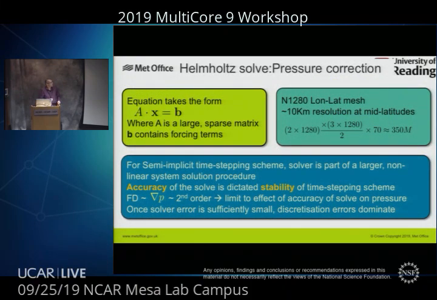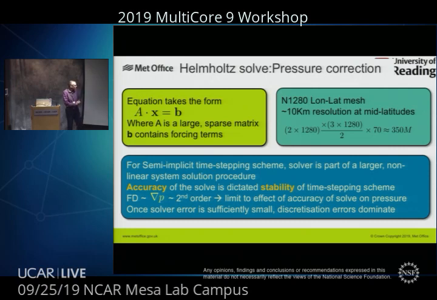Okay, so the Helmholtz solve is actually just for the pressure correction itself. So the equation takes the form Ax = b. It's a classic large sparse matrix where b contains the forcing terms. So in operations at the Met Office at the moment, an N1280 long-lat mesh has about 10 kilometers resolution at mid latitudes. So that's about 350 million grid points. So that's the size of the system we've got to solve.